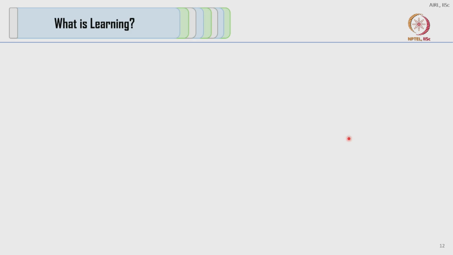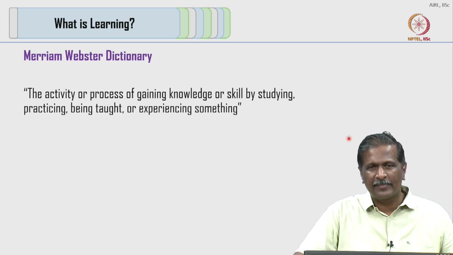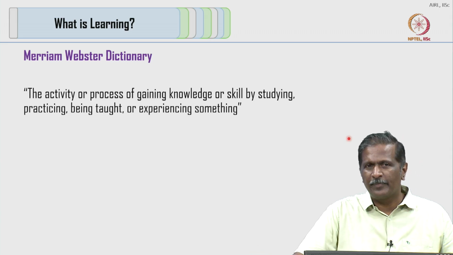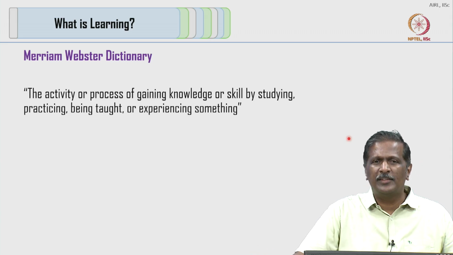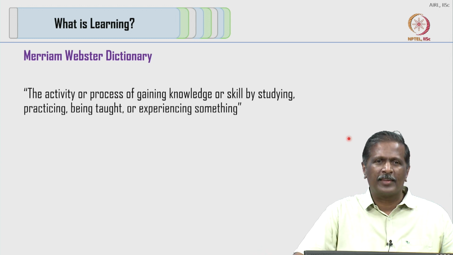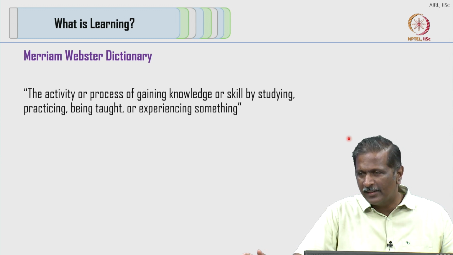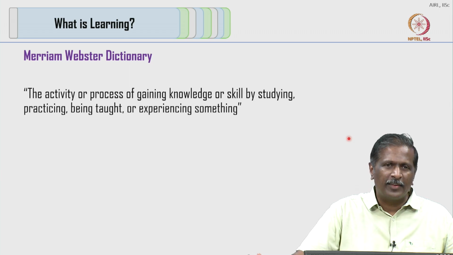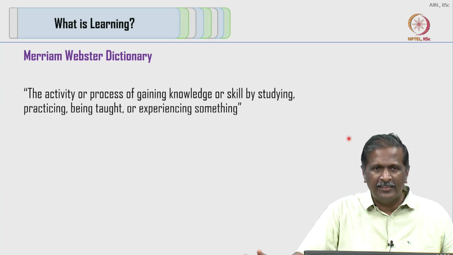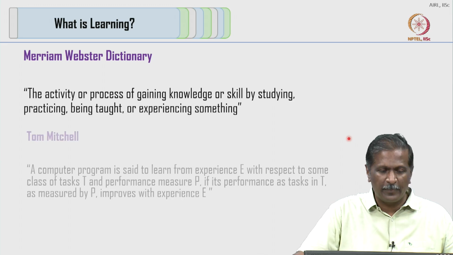Now, let us look at what learning is. If you look at a standard definition of learning, it is the activity or process used to gain knowledge or a skill by studying, practicing, or being taught, or by experiencing something. That's the definition of learning.